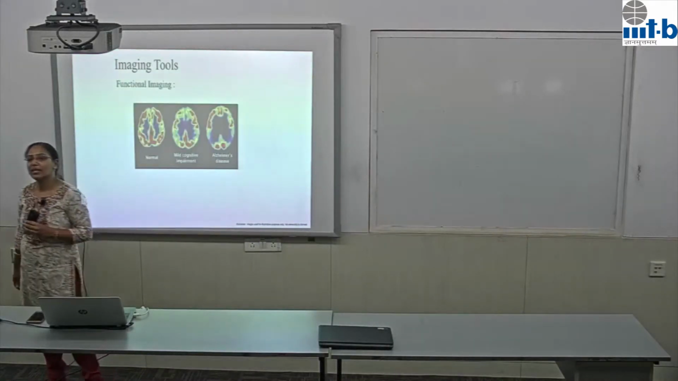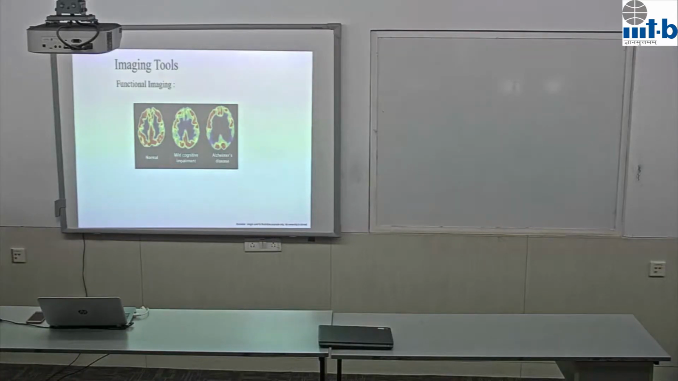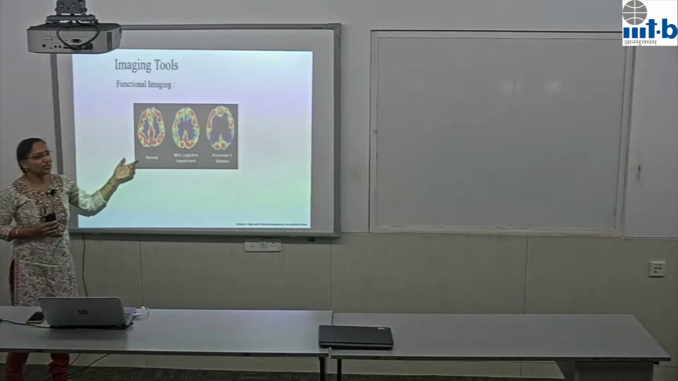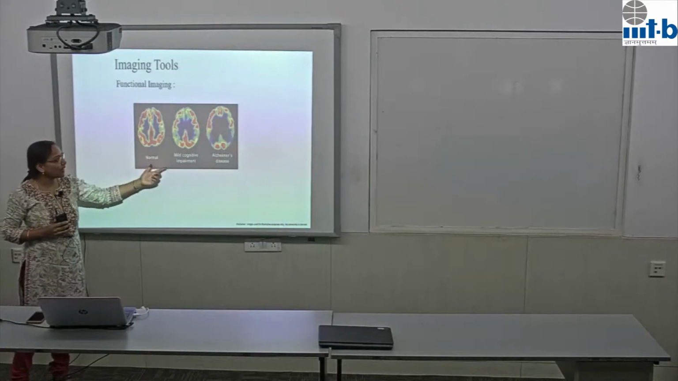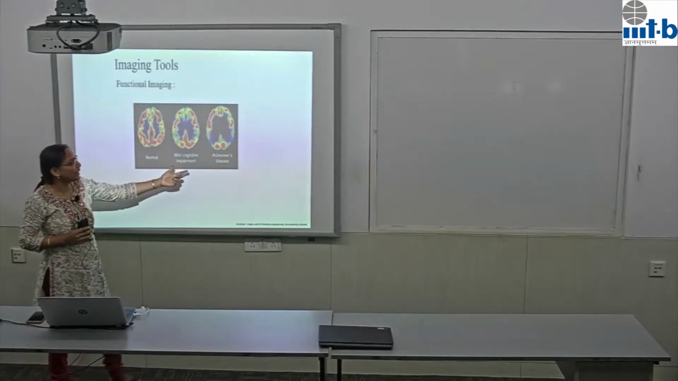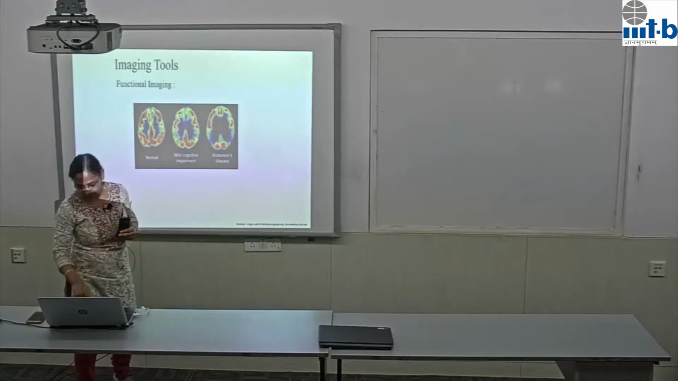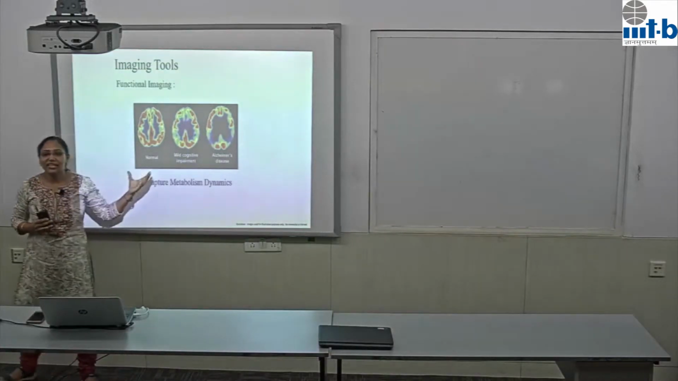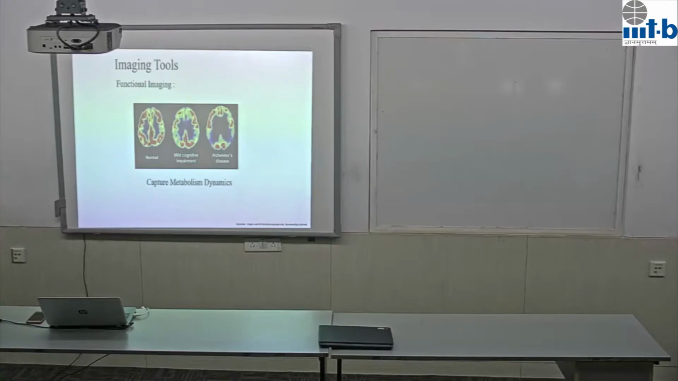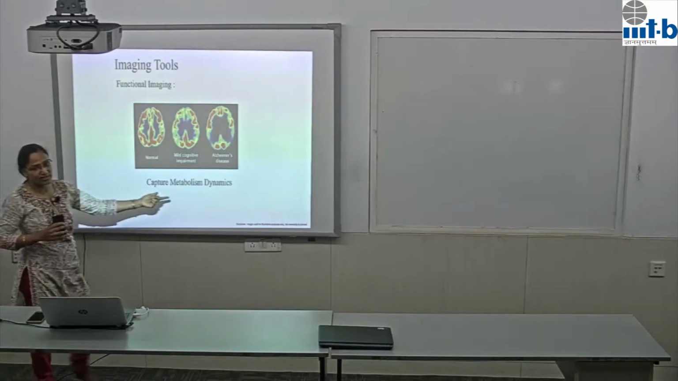Now, when we image, not just the structure, you could image even the functioning. So this is the functioning of a normal brain, a mildly impaired brain, a severely impaired brain. So here what you're capturing is not the anatomical detail, but the metabolic detail.